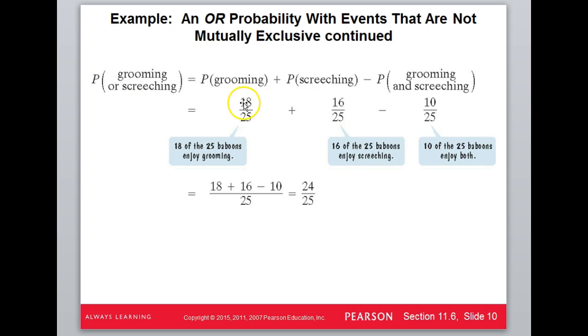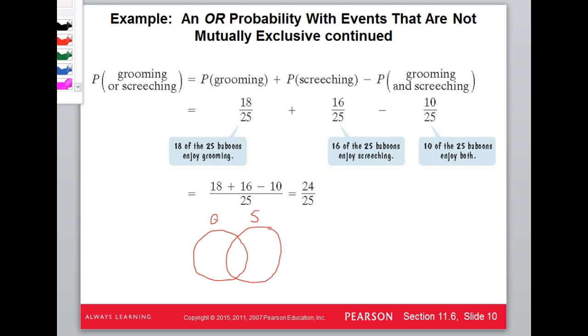Now remember, these are probabilities, so these are going to be fractions. So when we set it up, there's 18 that enjoyed grooming out of the 25 total. There were 16 that enjoyed screeching out of the 25 total. And there are 10 that enjoyed both. So we end up with 18, 16, 10, and we end up subtracting the overcount. So 18 and 16 added is 34. 34 over 25 doesn't make any sense as a probability. Right? Remember, they have to be less than 1. So we subtract off the 10 that are common to both, and we take away the overcount. So there's 24 out of 25.